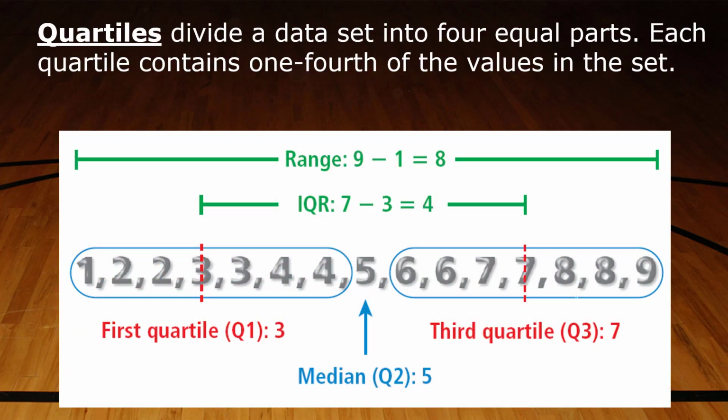Before we talk about IQR, we need to remember something about the Q portion, the quartile. Quartiles divide data sets into 4 equal parts. Each quartile contains 1/4 of the values in the set. So we can think of it kind of like a dollar is 4 quarters, and each quarter is 1/4 of a dollar. Now notice that I've illustrated the range, 9 minus 1.